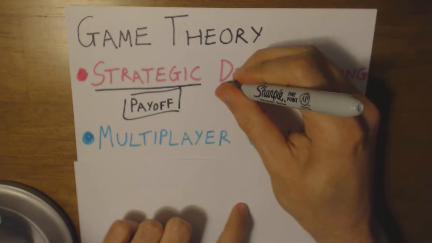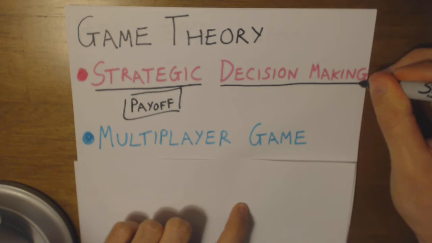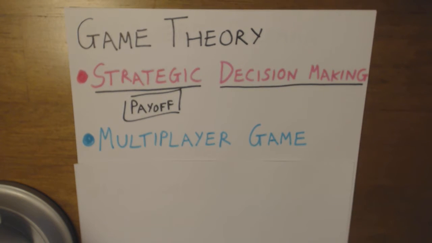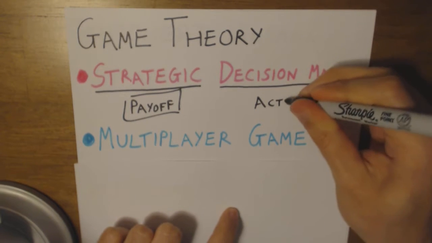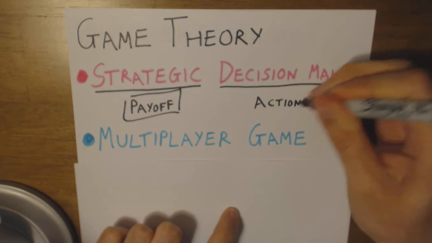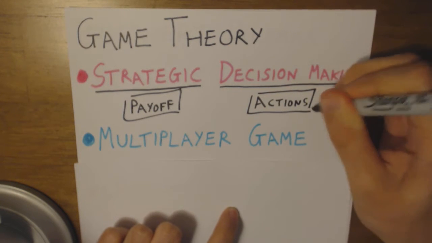Well, that sort of implies that each player will have a choice between his or her options that he can choose from. And we call these choices in game theory his set of actions. Not a too uncommon word, but very important.